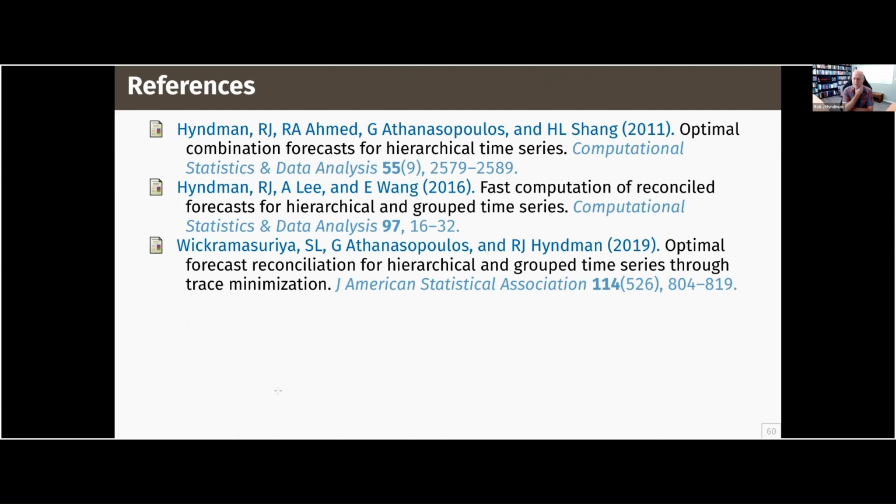Okay, let me stop there so we have time for some questions. The three main papers that I've talked about today: the original methodology paper is the first one there, with me, Roman, George, and we brought in Hanlin Shang to help us finish it, another postdoc. Then some of the fast computational stuff was in another CSDA paper in 2016. And the real theory part, and probably the most important paper in the entire literature so far, is the paper by Shanika Wickramasuriya, George and I, which appeared in JASA in 2019. Let me stop there. Happy to take some questions.